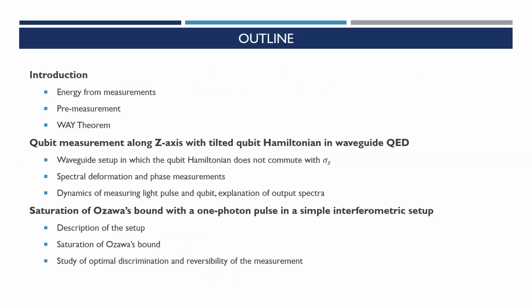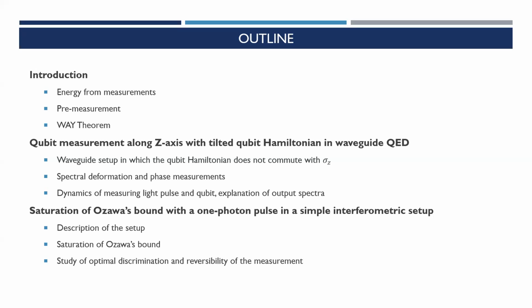This is the outline of what I'm going to talk about. I will make a brief introduction in which I will say, I think for the fourth time this day, that if you measure something that is not energy, you can change the energy of the system. Then I will talk for the fourth time this day about something called pre-measurement. But for the first time this day, there is something called the WAY theorem. This is just the introduction, and I will talk about it specifically in what is useful for what I'm going to talk about, so not the theorem in general.